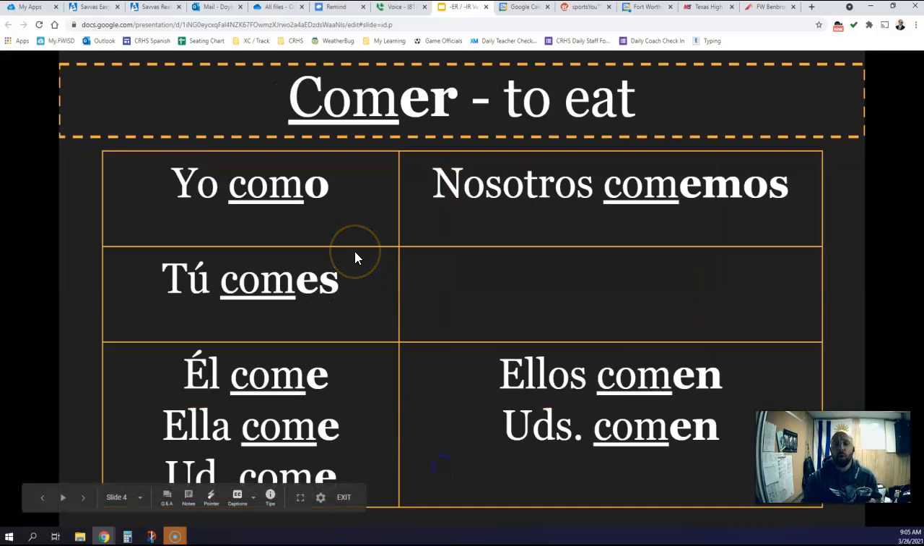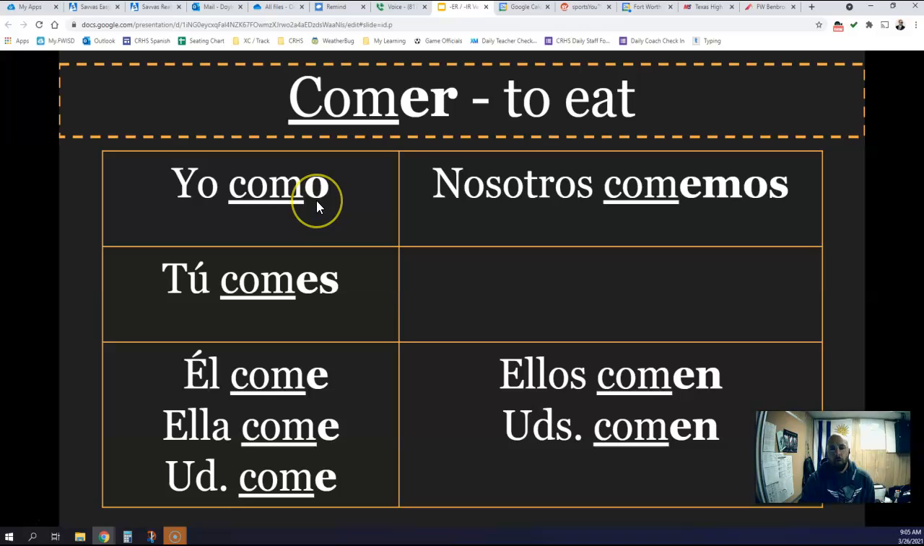So this is the verb comer, to eat. I should have started with the next verb, beber, to drink, as I drink my coffee. So comer, to eat. Remember, we're going to take off the ER, and that tells us it's an ER verb. Taking it off gives us our root. All through these examples, I'm underlining the root and bolding the ending.